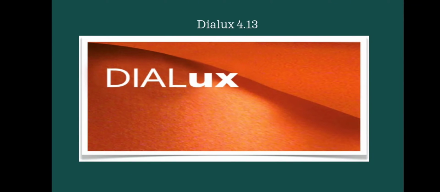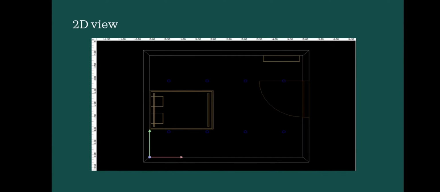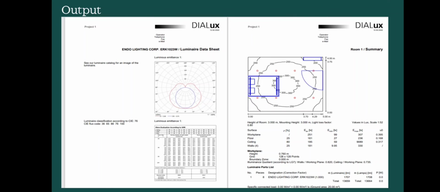For the project we used the software Dialux 4.13. In this slide we can see a clear image of the 3D view of the room, and this room is created in the Dialux 4.13 software. It is the 2D view of the room which is created in the software. Here is the output of the Dialux software.